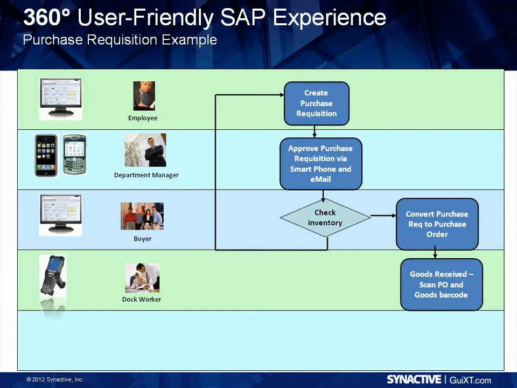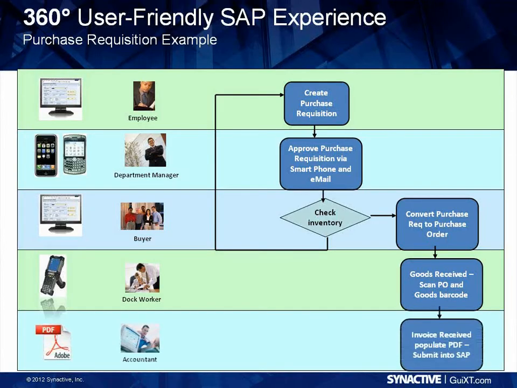GuiXT supports any Windows mobile device, including Intermec, simple handheld devices on Windows Mobile .NET, etc. And if there's no network connectivity, offline capabilities enable the dock worker to continue using SAP with full device-resident capabilities on the scan gun. And finally, once the invoice is received, a PDF document with fields mapped to SAP can be used as a front end by accounting personnel.